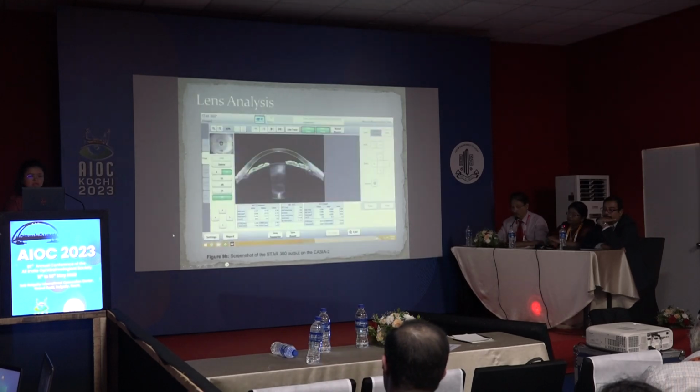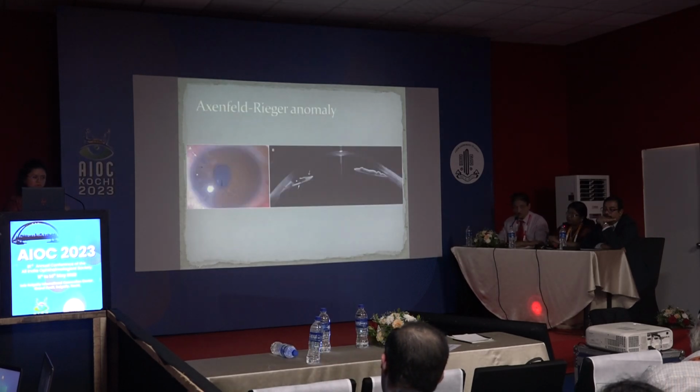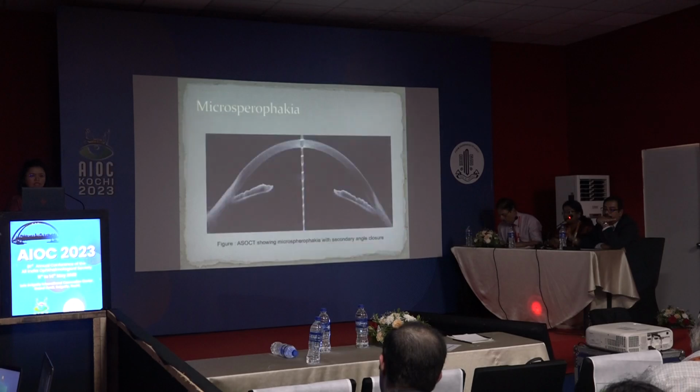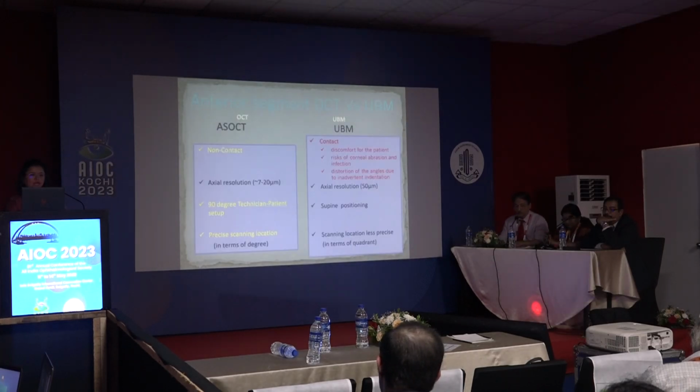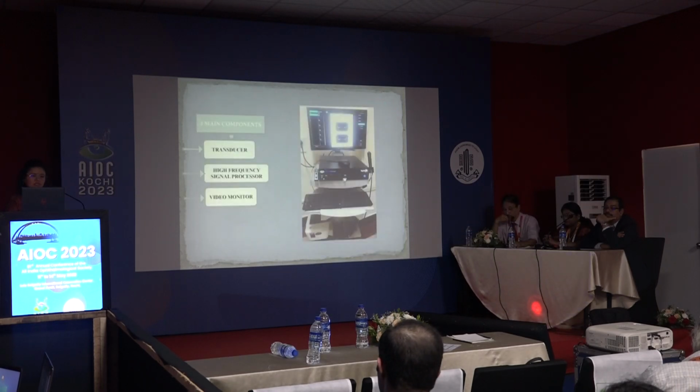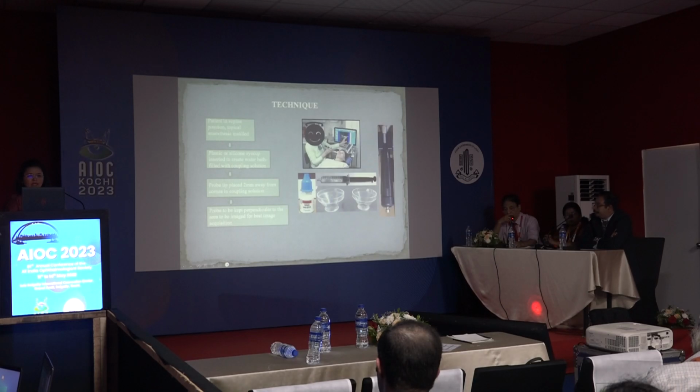Okay. So this is about ASOCT. Just coming on to UBM. At the end, I just want to say that ASOCT is a non-contact, 90-degree patient setup and a precise scanning location versus UBM, which is a contact procedure. So this is how the machine looks like. There's a computer setup. This is the probe. And after anesthetizing, the patient has to lie supine.